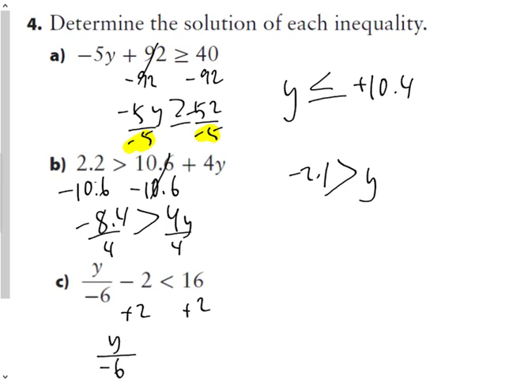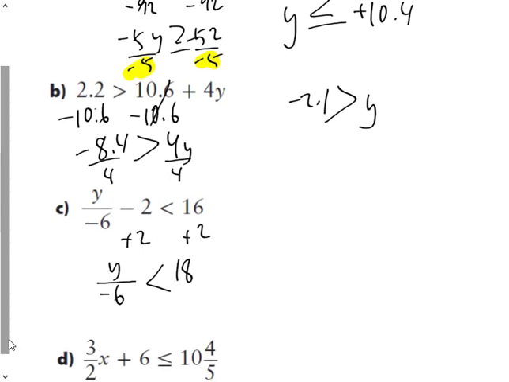y divided by negative 6 is less than 18. Multiply both sides by negative 6. Oh, that's not finally. And because you multiplied or divided by negative 6, you have to keep your inequality sign flipped. So instead of being y is less than, we have to say y is greater than negative 60 and 48, which is negative 108. So any value greater than negative 108 will make this inequality true.